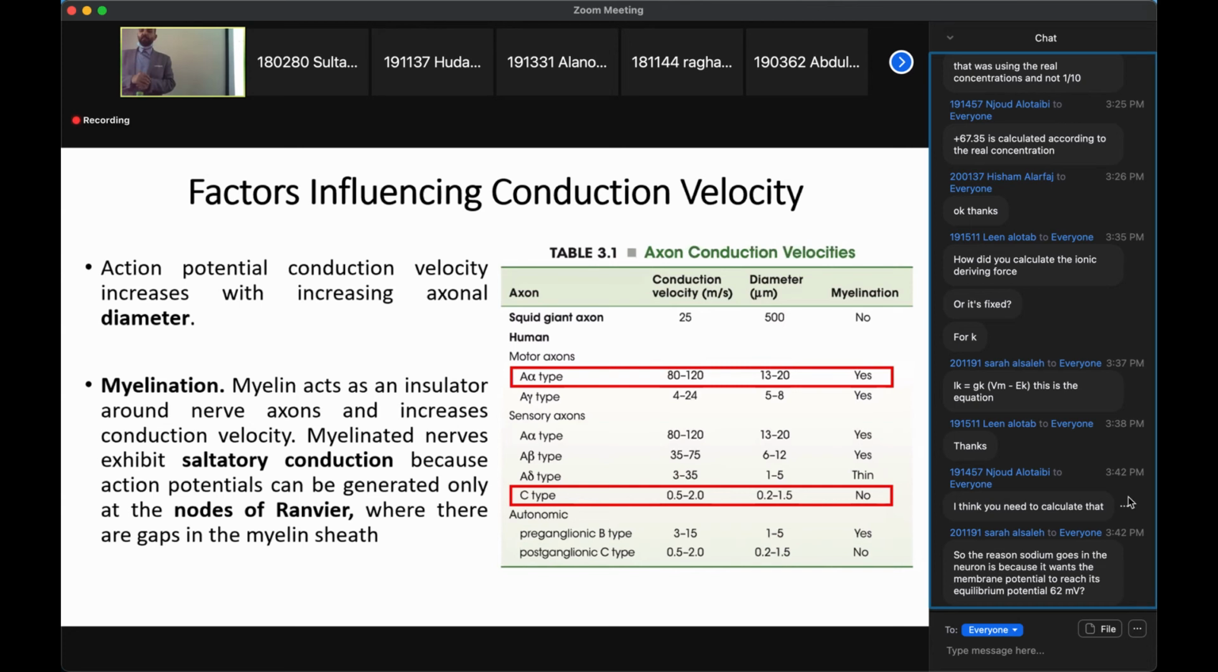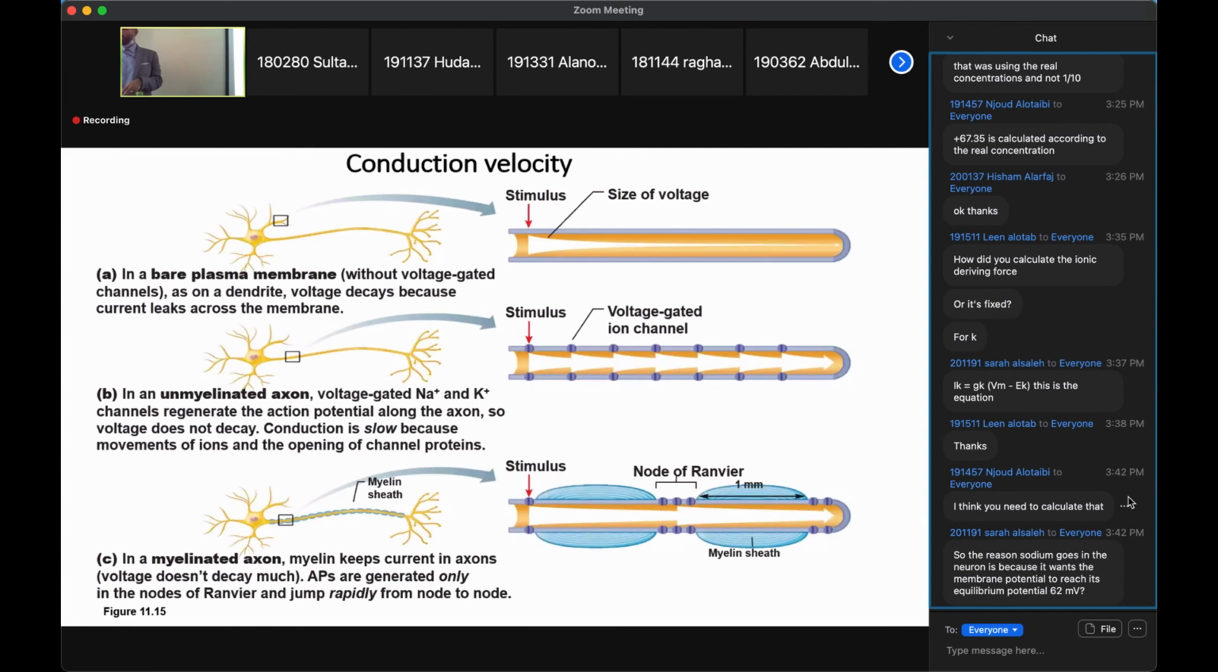The other factor is myelination. So myelin sheaths wrap around the axons, and they are made by which cells, do you know? The Schwann cells or the oligodendrocytes. These myelin sheaths help speed up the action potential by concentrating the voltage-gated sodium channels in the nodes of Ranvier.